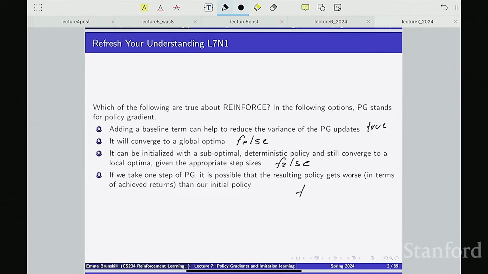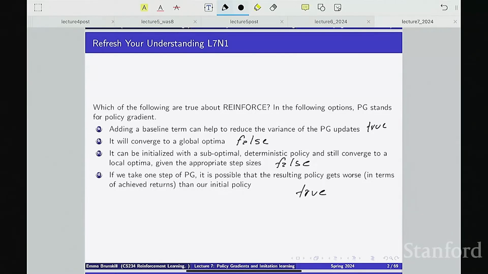And then the last one is something we're going to talk more about today. In general, it can get worse. This is true. In general, we're not guaranteed to have monotonic improvement. We would like to have monotonic improvement, but in general, policy gradient doesn't guarantee that. But last time with PPO, we saw things that are trying to get more towards that kind of monotonic improvement.